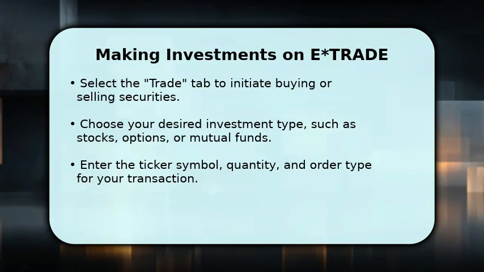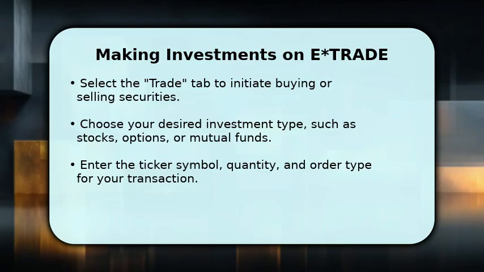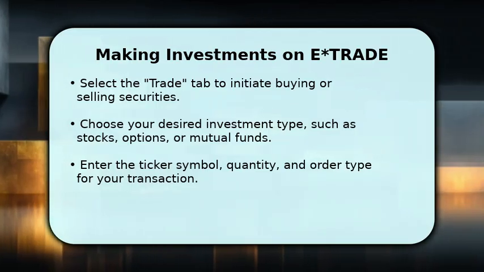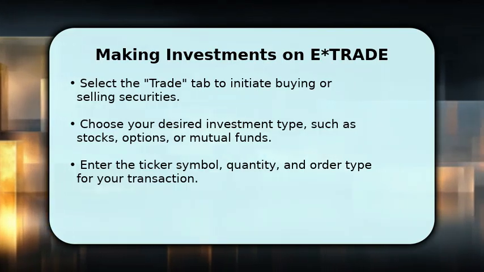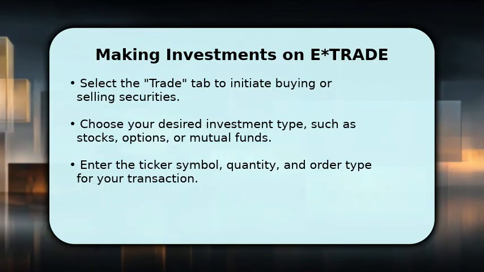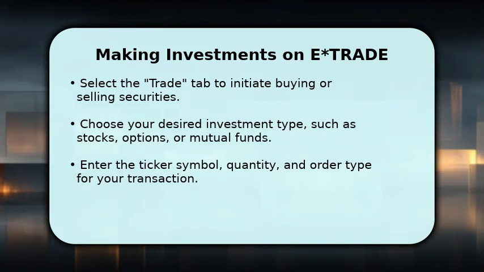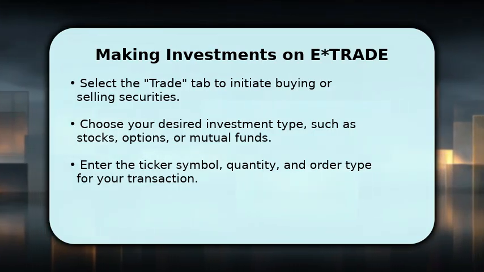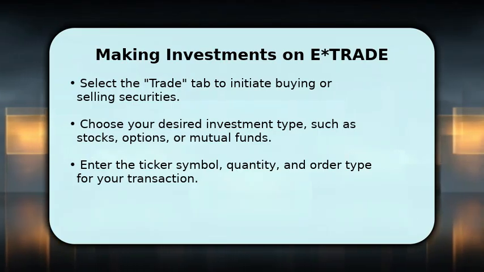Now, let's talk about placing trades. Head over to the Trade tab, where you can select what you want to buy or sell. Whether it's stocks, options, or mutual funds, Etrade offers a wide range of choices. Simply input the ticker symbol, the number of shares or contracts, and your preferred order type. Always take a moment to carefully review all the details before confirming your order to ensure everything is just right.